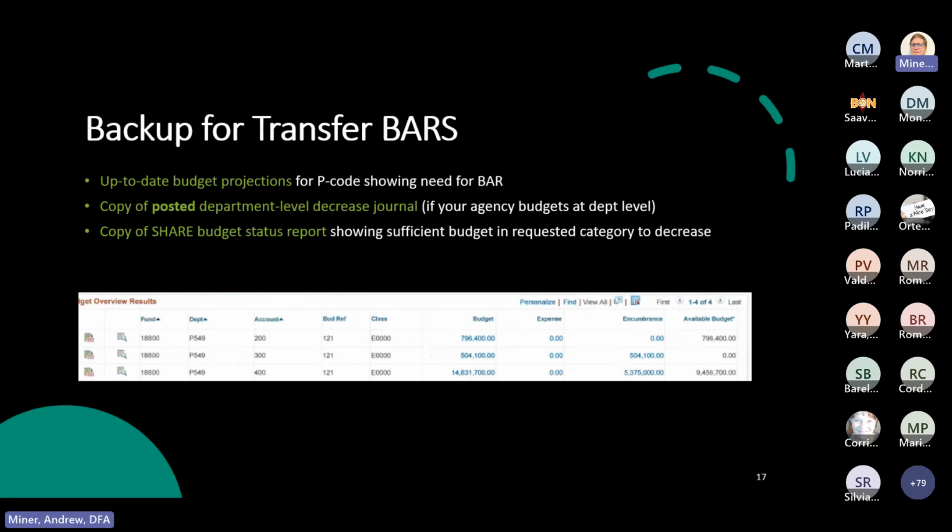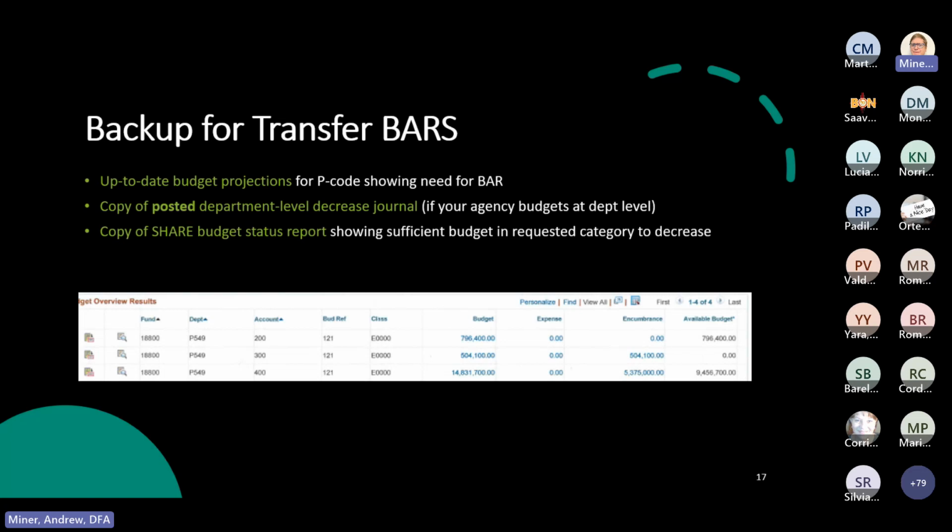Backup for transfer BARs. So here you're going to need up-to-date budget projections, again, showing the need for the BAR. A copy of that posted department level decrease journal, like I was talking about a minute ago. If your agency budgets at the department level, make sure to do that and include a copy of that. And then last, a copy of the SHARE budget status report that shows the sufficient budget.